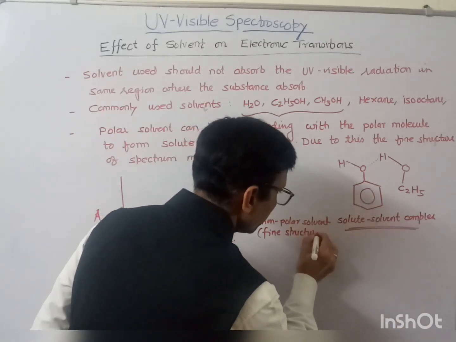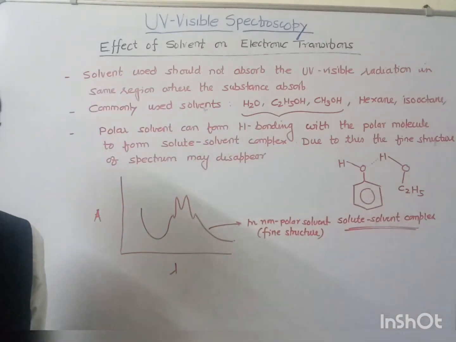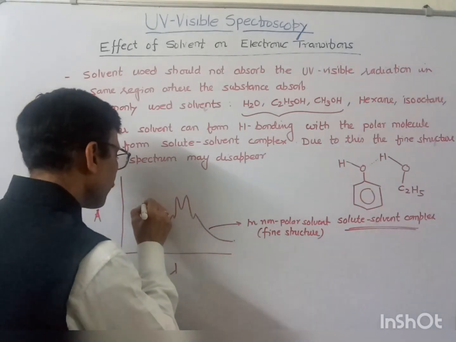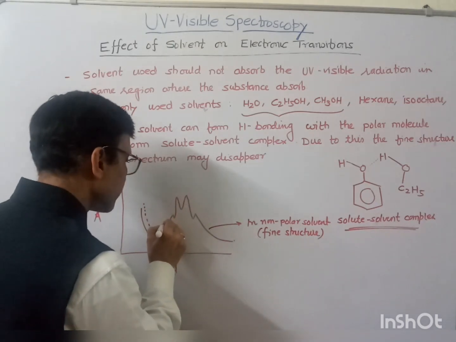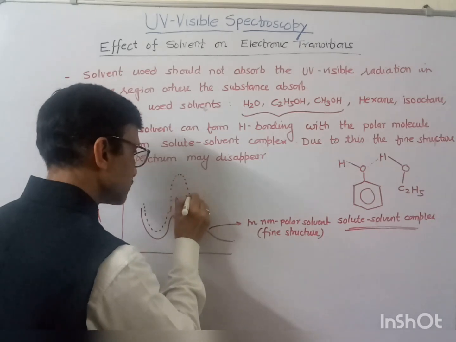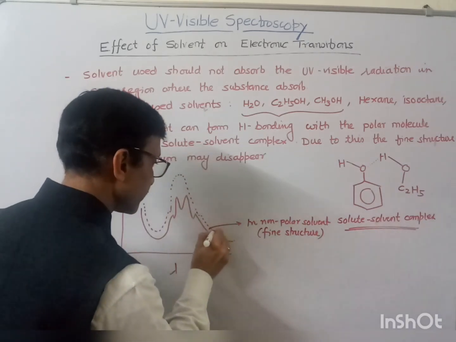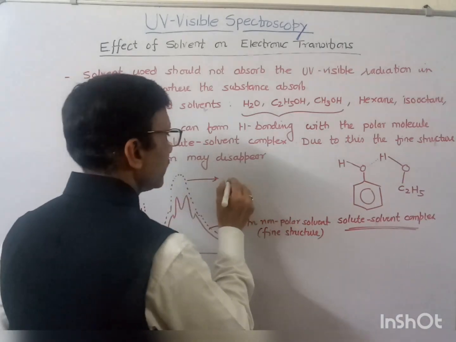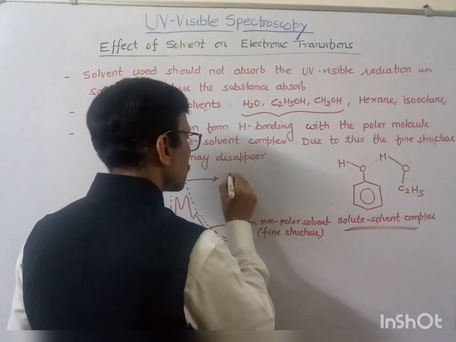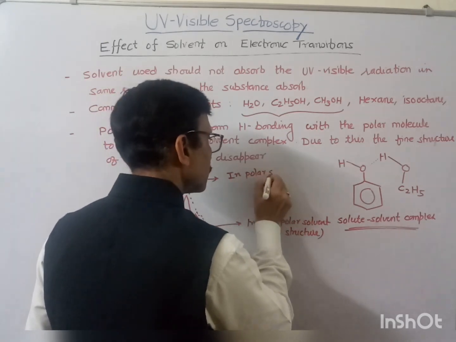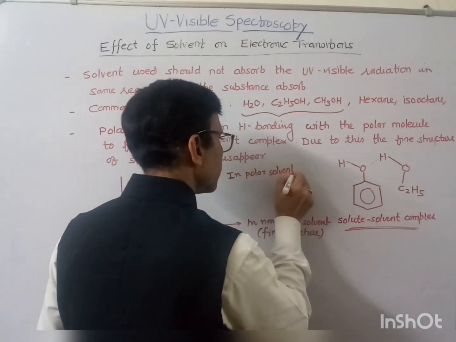Whereas if the same spectrum is taken in a polar solvent, in that case the fine structure may disappear. As you can see, this fine structure may disappear. So this is the spectrum in polar solvent. This is one of the effects.